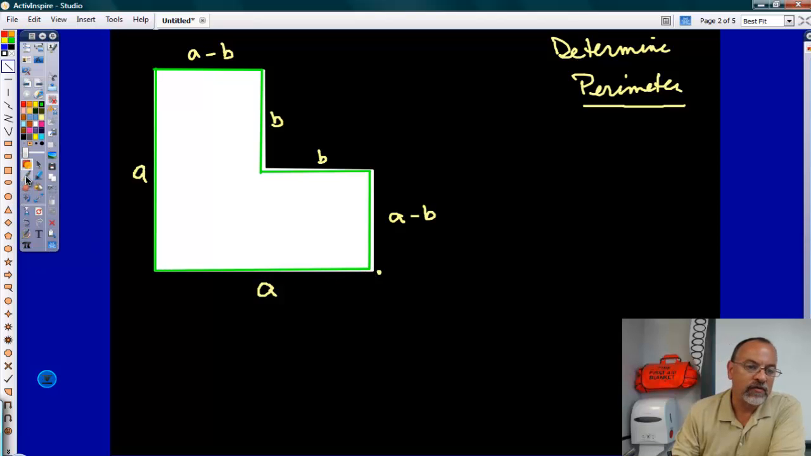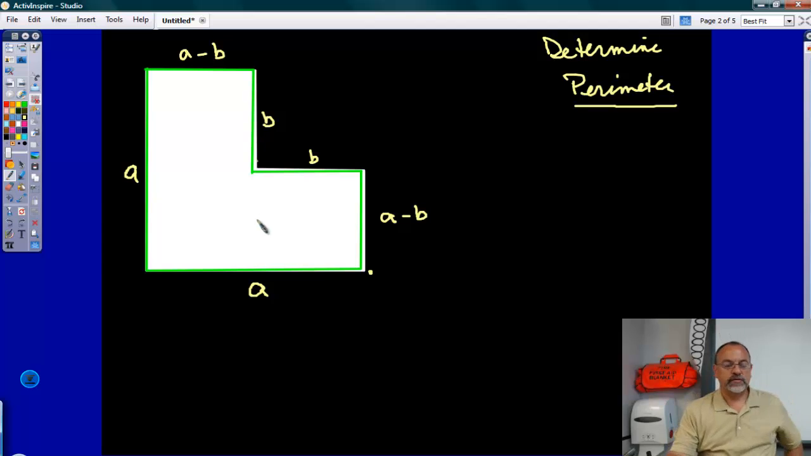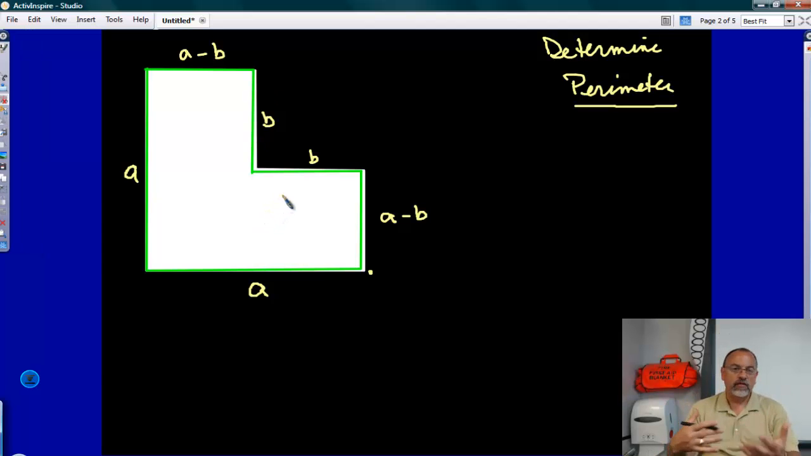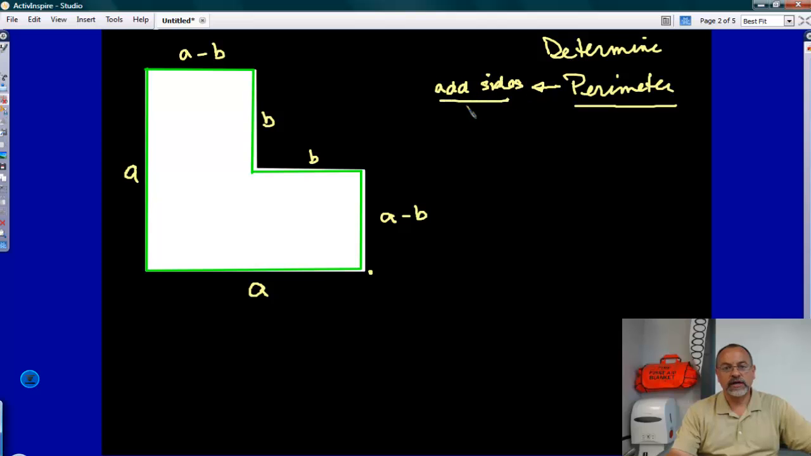If you did all that, how far would you walk? You notice it's a distance around. And when we want to know how far all these distances are together, we recognize that that would be an addition problem. So something you want to just remember with perimeter is perimeter means add the sides. So you just simply take all the sides and you add them together. So let's go ahead and do that.